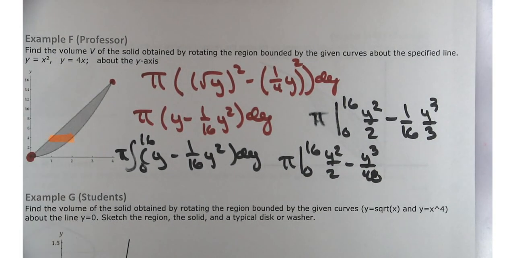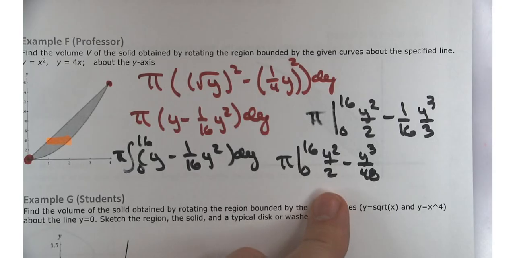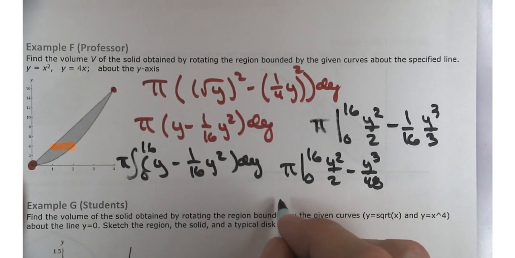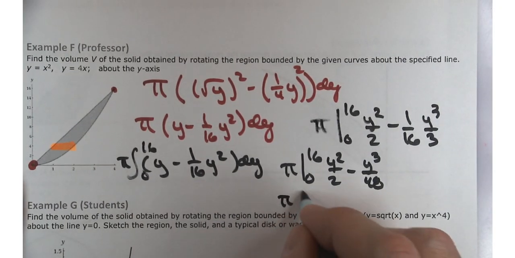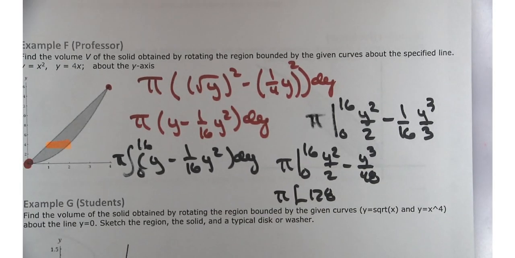So the big chore really is to plug in the 16. 16 squared would be 256, divided by 2 would be 128. All right, so it's going to be pi times 128. 16 cubed would be what, 4,096? I don't know, help me out there. I was never very good at math. 4,096? Whoa, give it up, hey, pretty good.